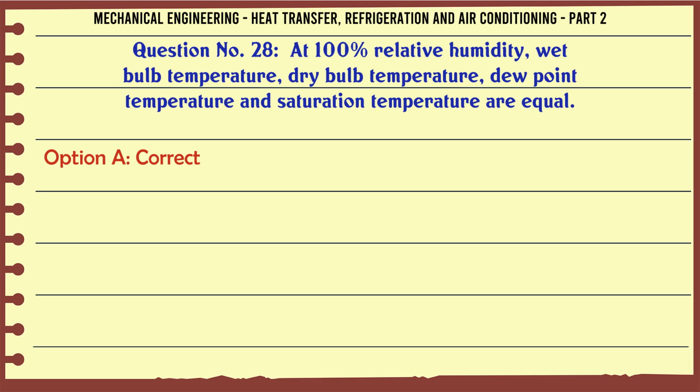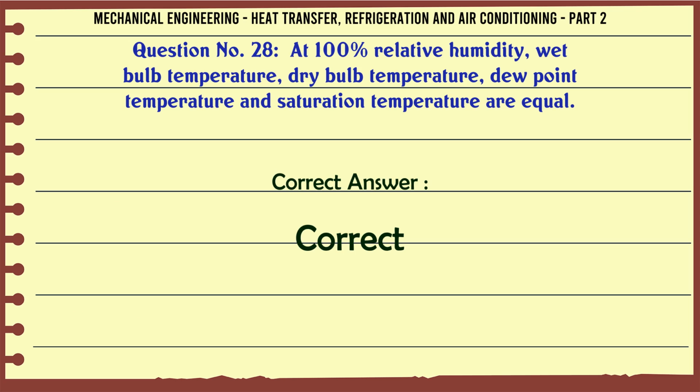At 100% relative humidity, wet bulb temperature, dry bulb temperature, dew point temperature, and saturation temperature are equal. A. correct, B. incorrect, C. D. The correct answer is correct.